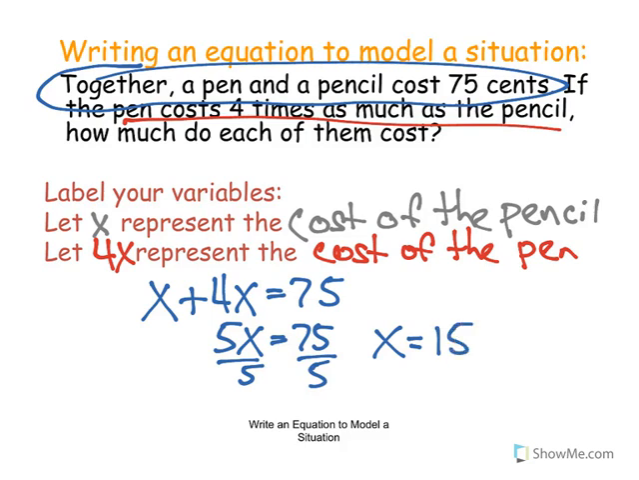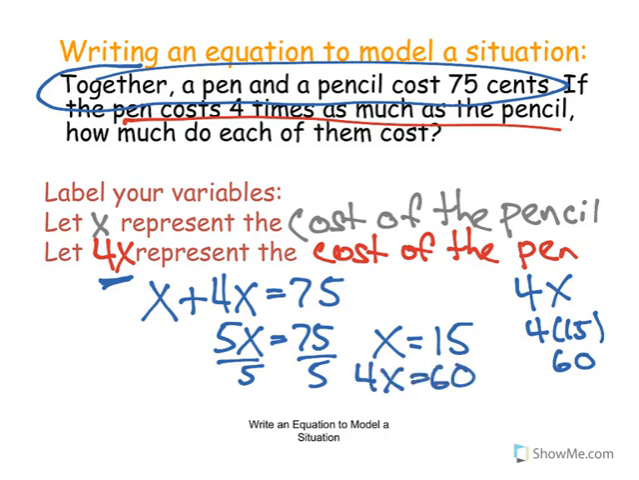All right, but we're not done, right? We didn't find 2 things, we found 1 thing. So we found x, which was the cost of the pencil. We also need to find 4x. So if x is 15, 4x is 4 times 15, which is 60. So these are my answers, okay?